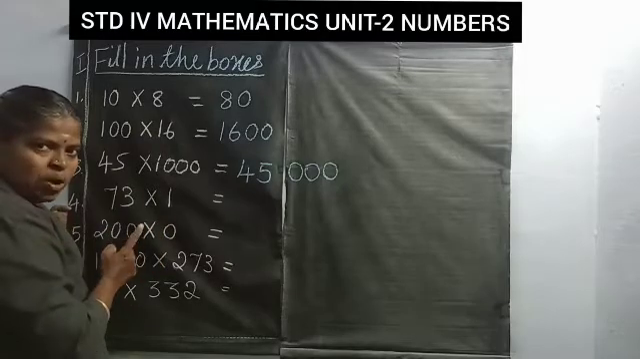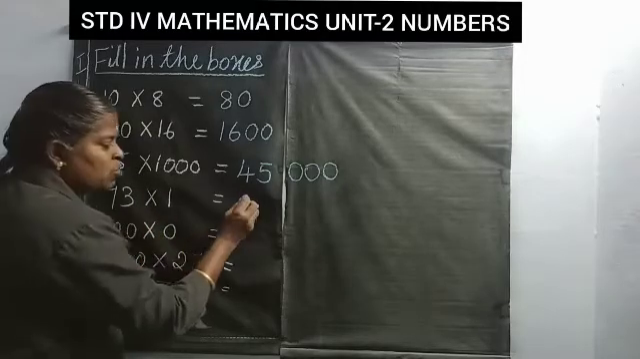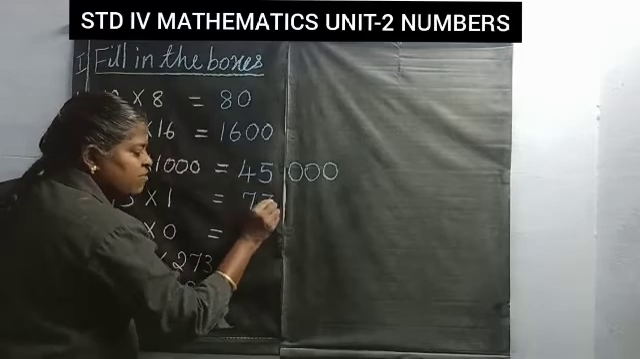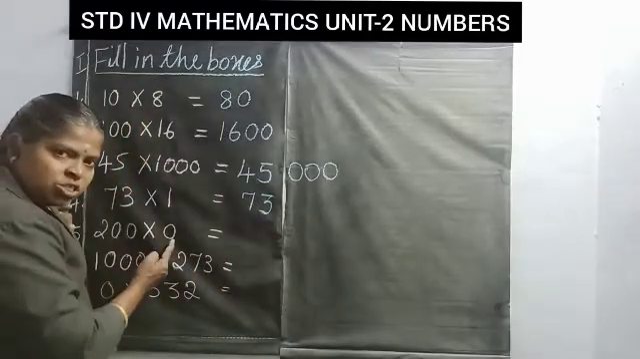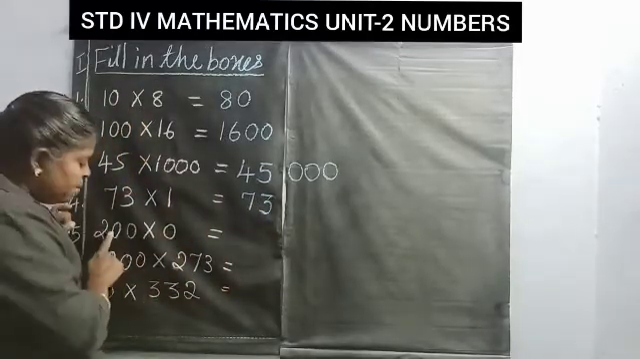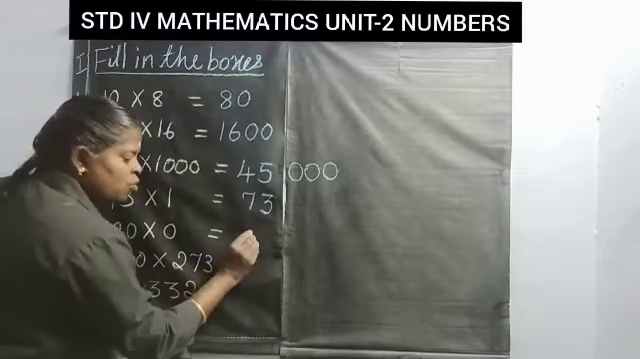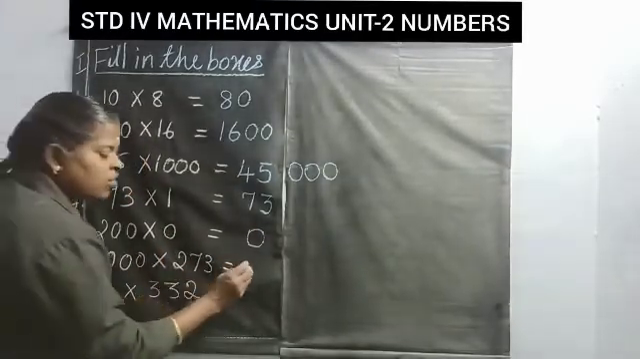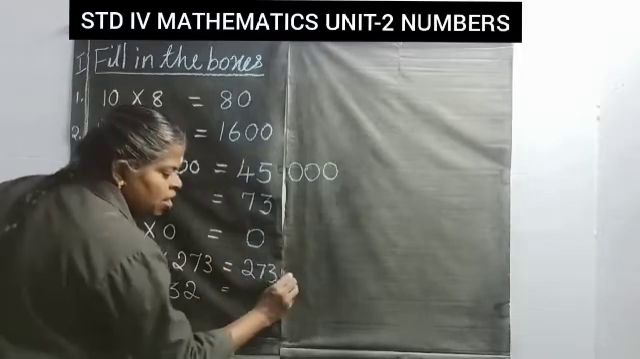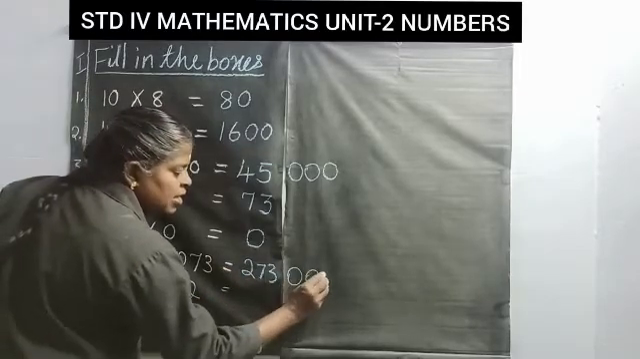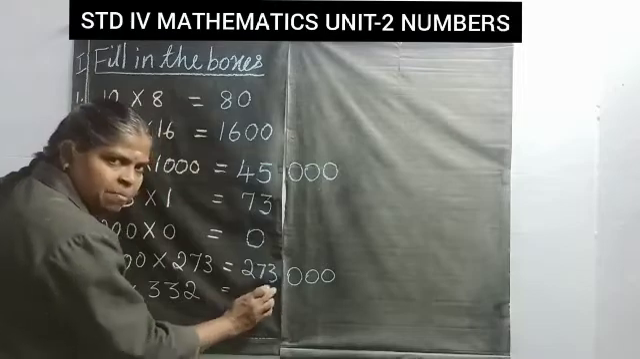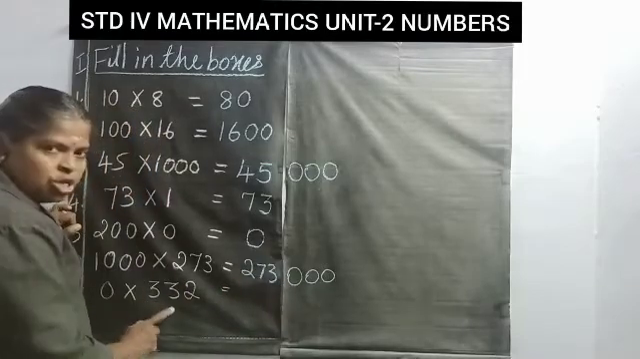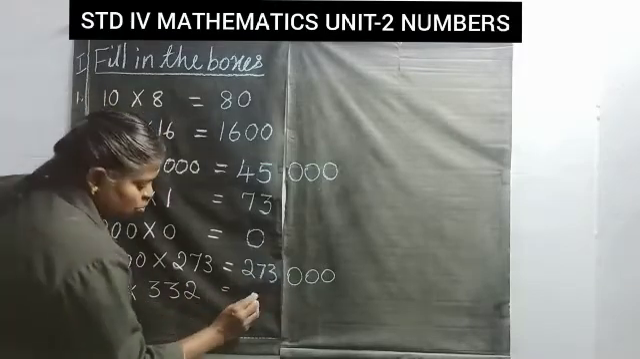Next, 73 into 1. Any number into 1 is the same number. So 73 into 1 is 73. Any number into 0 is 0. Next, 1000 into 273: first write the number, then join 3 zeros. 0 into any number is 0.